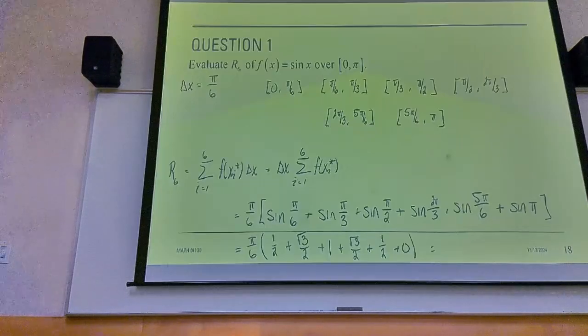Half plus half is 1. Root 3 over 2 plus root 3 over 2 is root 3. So that's what? 2 plus root 3? Yeah. Times pi over 6. That's the exact value of R6, which serves as an approximation for the area.